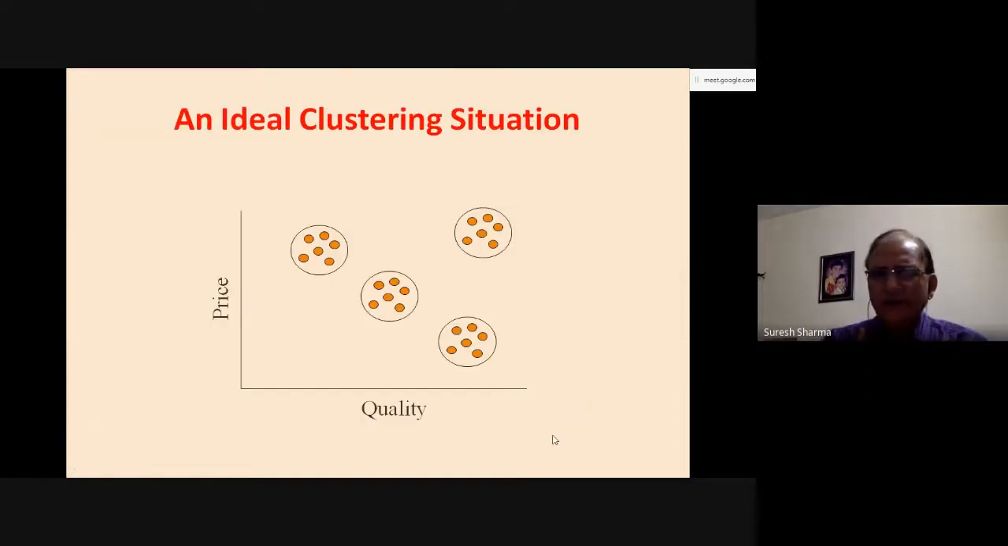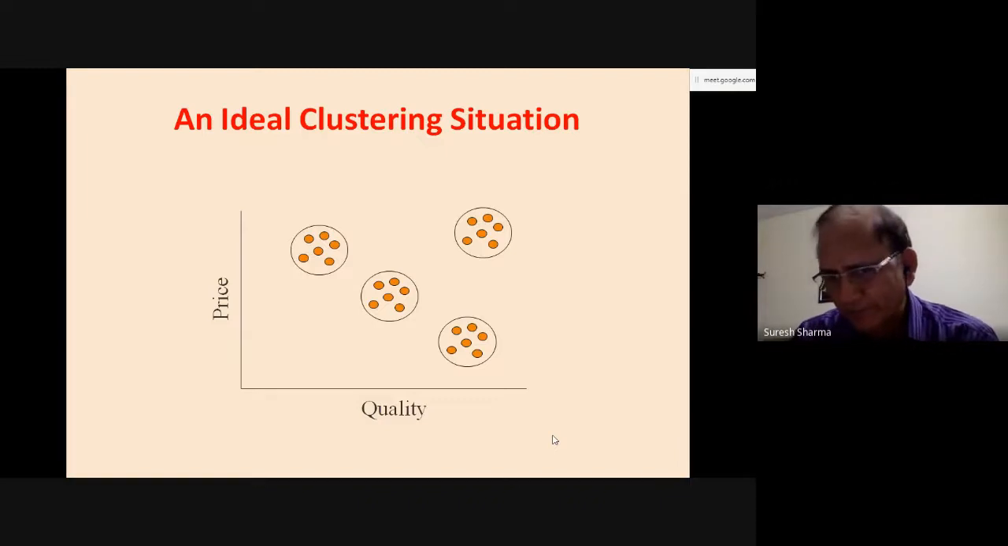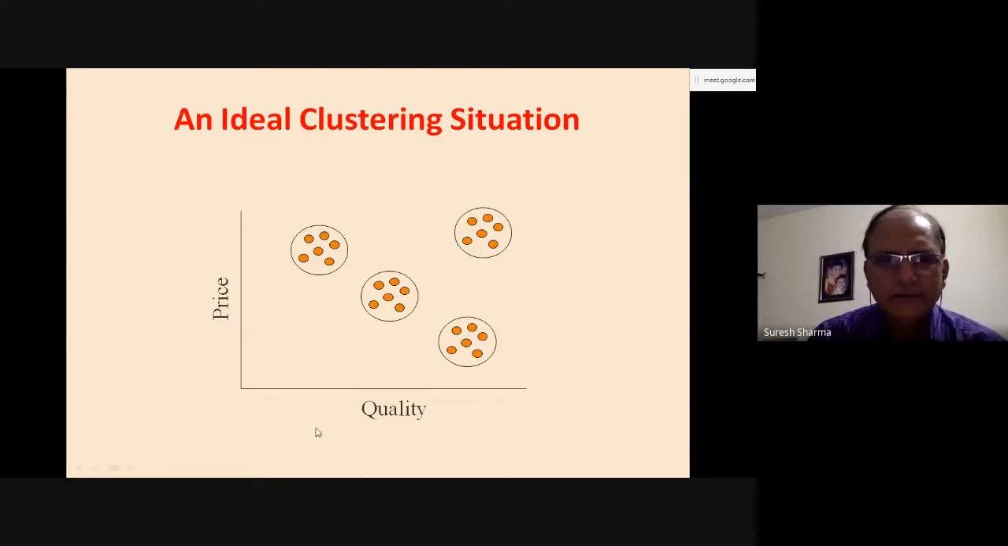Now let's look at a very ideal clustering situation. This is quality, this is price. These are the items which are low on quality but high on price. These are the items which are medium on quality, medium on price. These are the items which, if you read the x-axis, are high on quality but low on price. And these are the items which are high on quality and high on price. Yes, please. Is this picture clear?